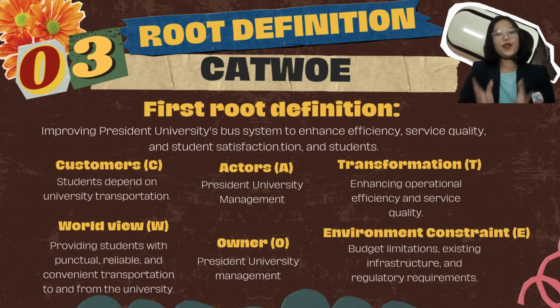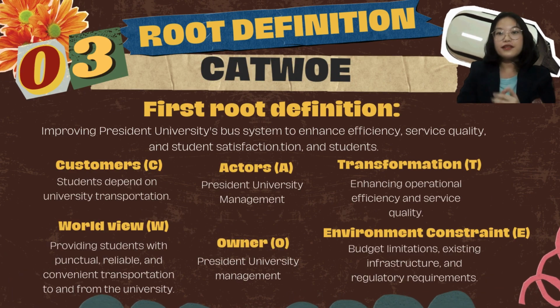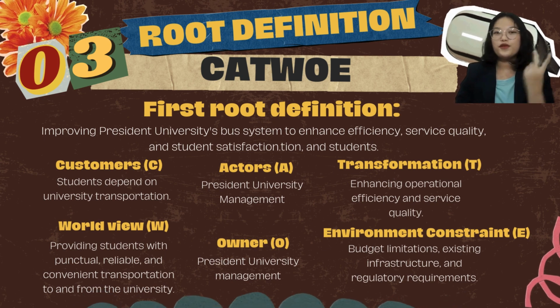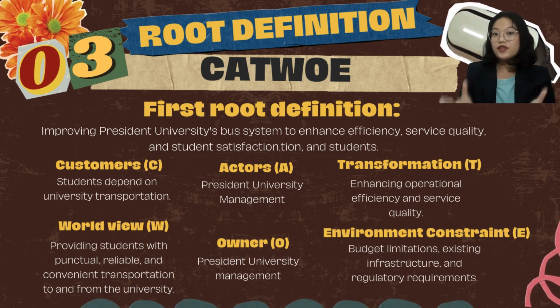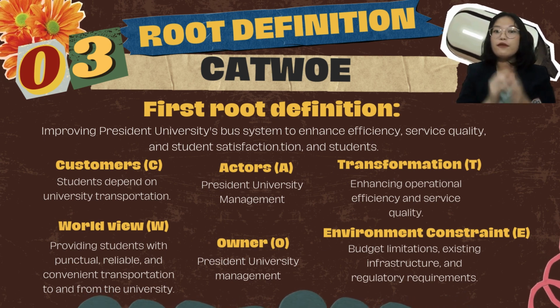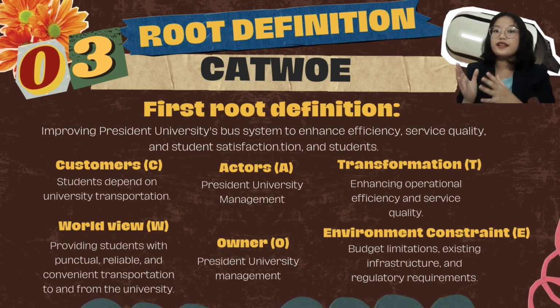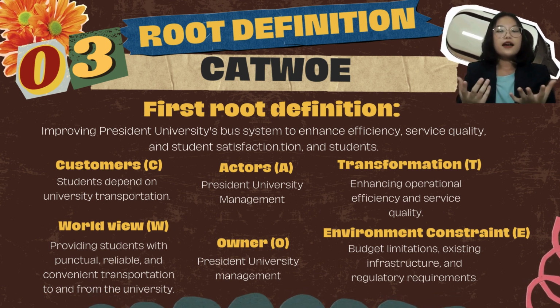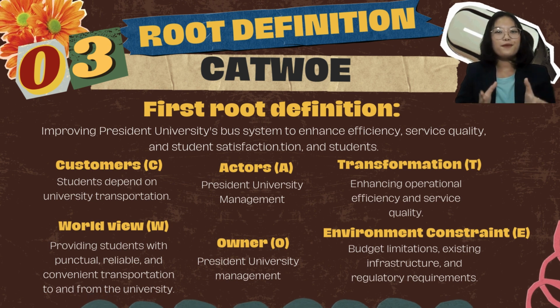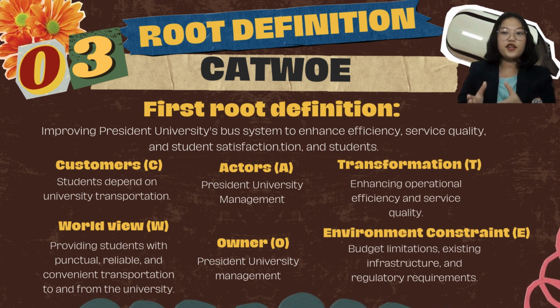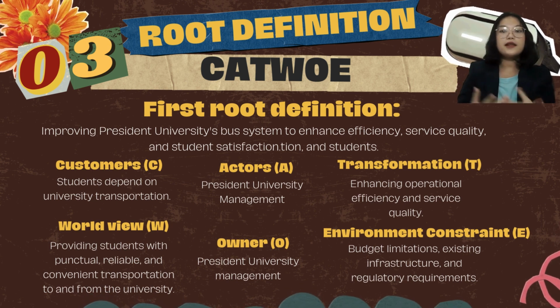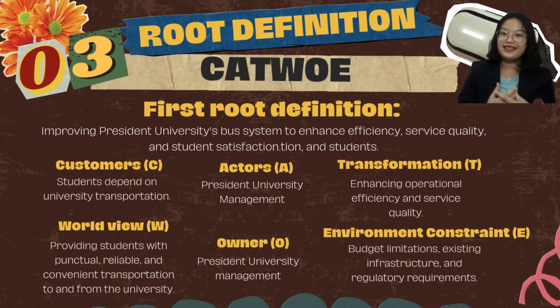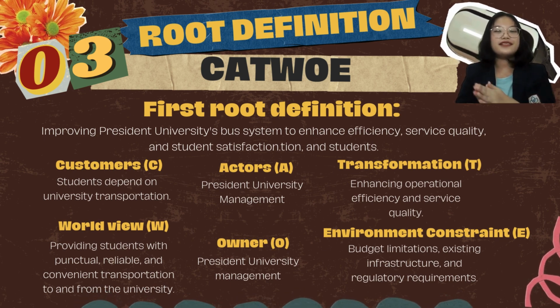Okay, next is stage 3, where in here we define the root definition based on stage 1 and also stage 2. As stated before, the operational efficiency and service quality will affect the student satisfaction towards the campus bus. Thus, the first root definition is to make improvement in the President University transportation bus system by enhancing the operational efficiency and service quality in order to increase student satisfaction.